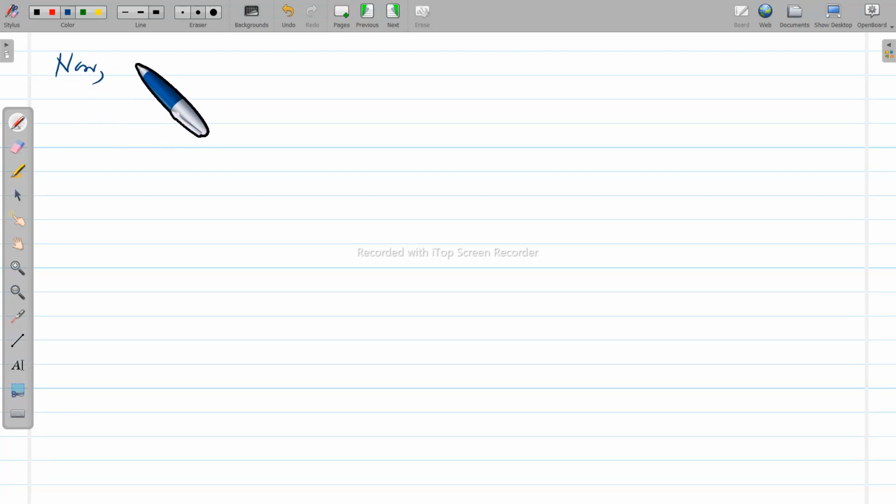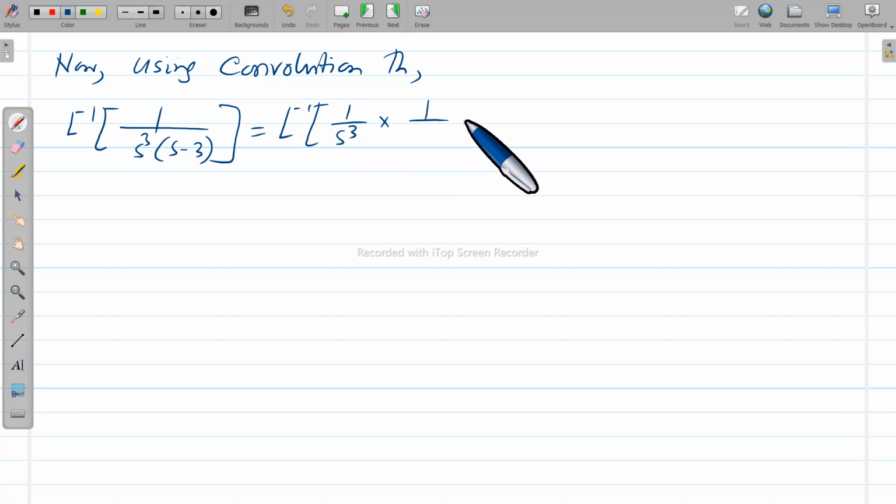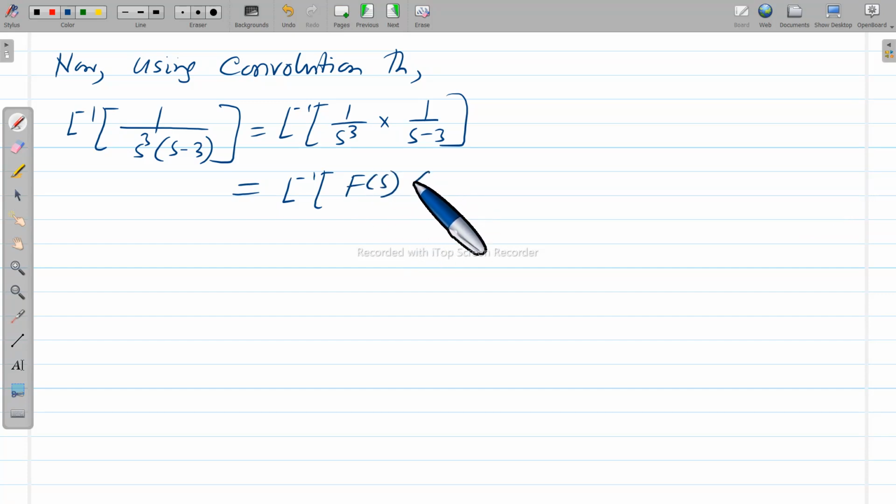Now using the convolution theorem, L inverse of 1 by s cube (s minus 3) is equal to L inverse of 1 by s cube into 1 by s minus 3, which you may write as L inverse of F(s) into G(s). Clear? Now you have a double formula, correct? Now please listen carefully, already you know the formula.